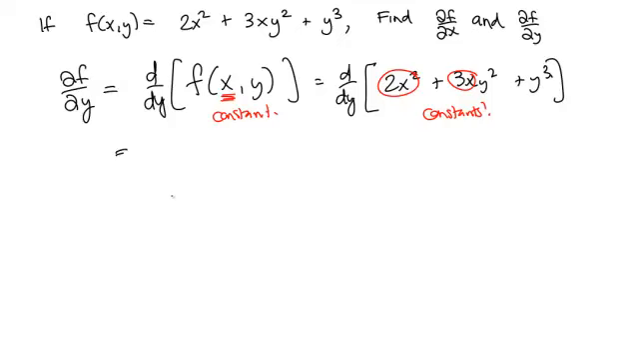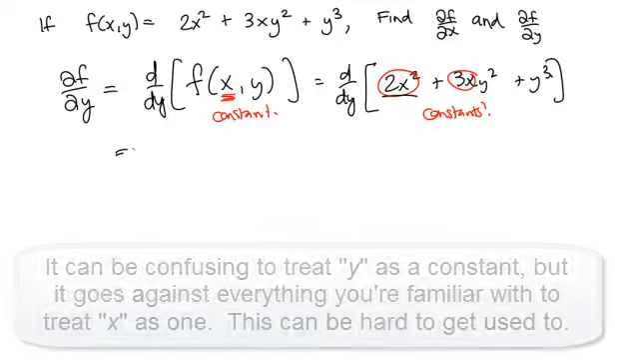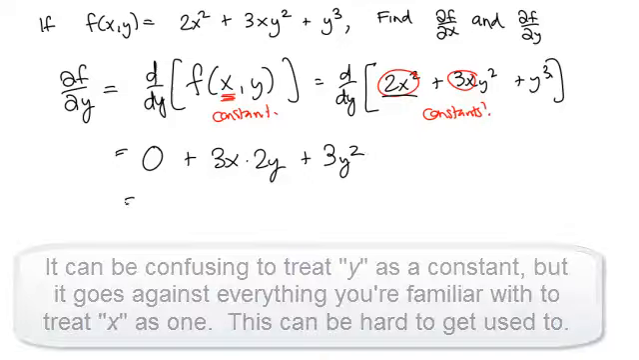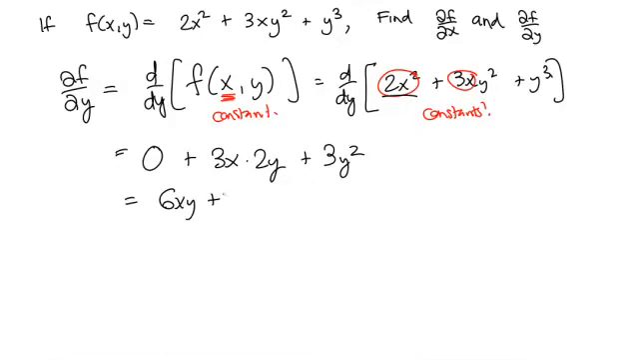And so when we differentiate this, the derivative of the first term is 0 because 2x squared is a constant. The derivative of the second term, well, constants come along for the ride, and the derivative of y squared is 2y. And then we'll get 3y squared on that last bit. So if I clean this up, I'm going to get 6xy plus 3y squared. And that's my partial derivative of f with respect to y at any point you pick.